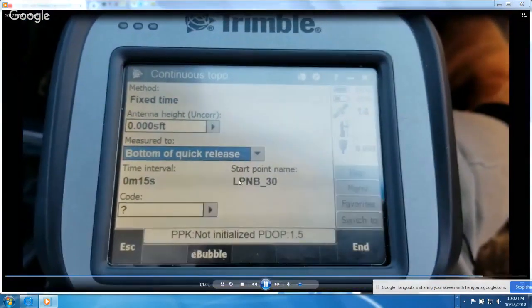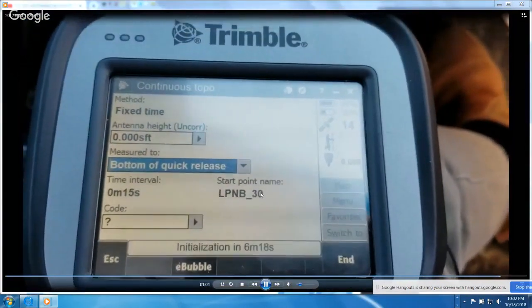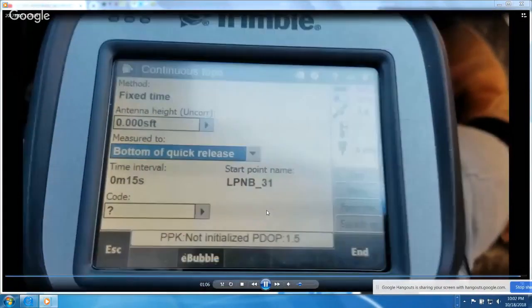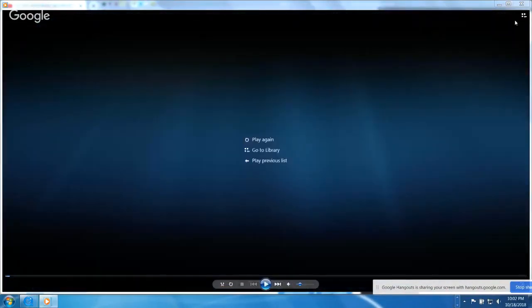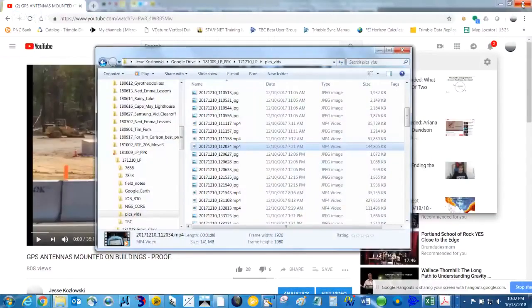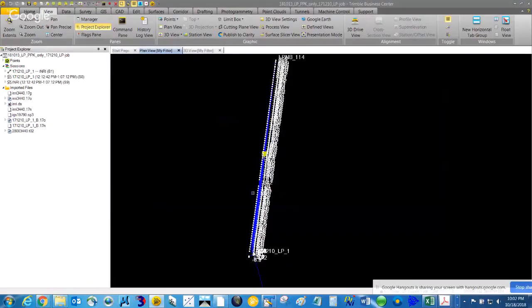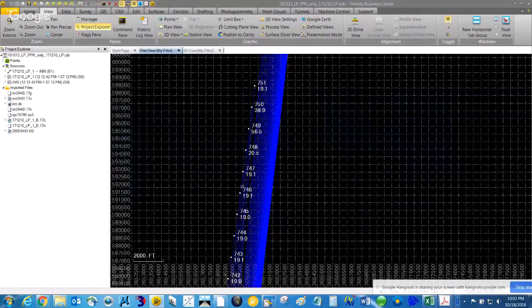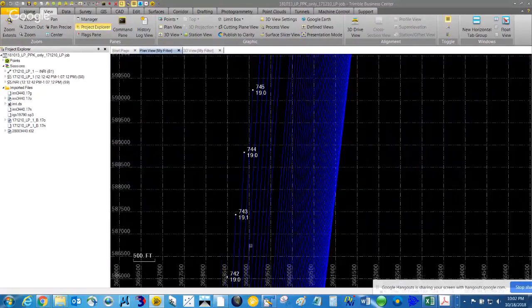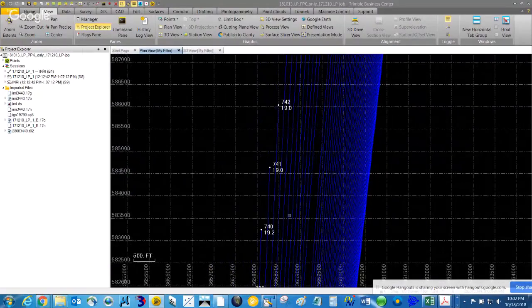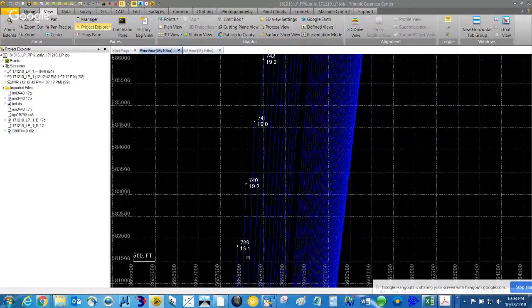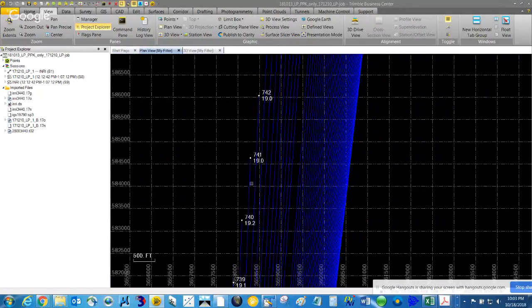I called these points Lake Pontchartrain northbound, and they just incremented 30, 31, 32. So you're recording a GPS location every 15 seconds as you cross the causeway. Yep. And here's what that ended up looking like. You can see the elevation is 19. I don't know what the elevation is supposed to be of that bridge, but I ended up with 19.